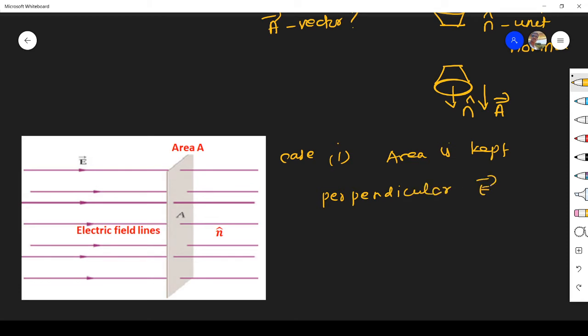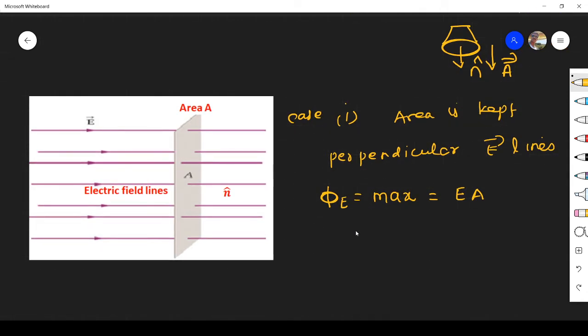This is case 1. When I keep the area perpendicular to electric field lines, how many lines are passing through the area? Maximum lines are passing through the area. So the number of lines passing through an area when it is kept perpendicular to the electric field is known as electric flux. So phi E is maximum. That is given by E into A. Area into number of electric field lines. That's what we studied in the last video.